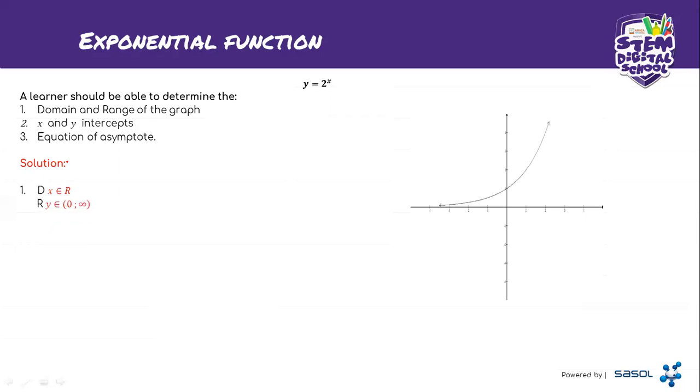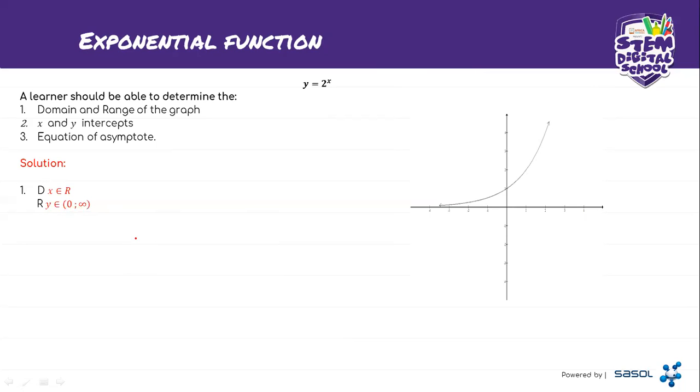exponential graph. The domain says x is an element of all real numbers. The same as parabola. The domain for parabola and the domain for exponential will never change. It's always x is an element of all real numbers for exponential function. And then as for range, range is y is an element of 0 to positive infinity.